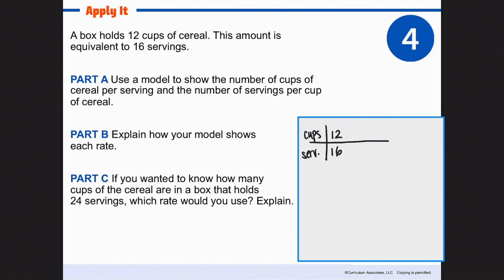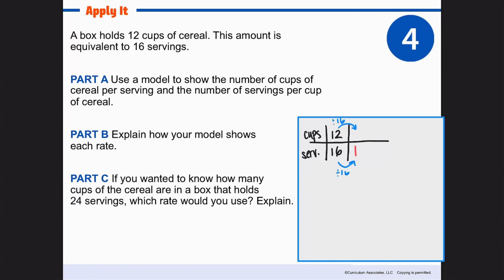Okay, it says use a model to show the number of cups per serving and the number of servings per cup of cereal. So really what we're going to do here is we're just going to use our rate to figure out the 1, right? So I need to figure out what is happening between these 2 numbers. What's the relationship? So I'm going to find that out by dividing one of these numbers by the other. Okay, so let's find out first servings. Okay, so if I want to find out servings, I'm going to be dividing by 16. So really I'm doing 12 divided by 16.